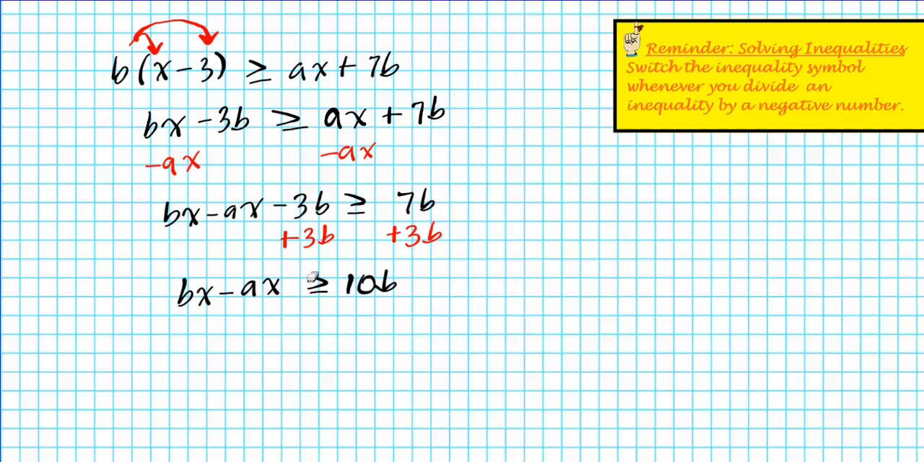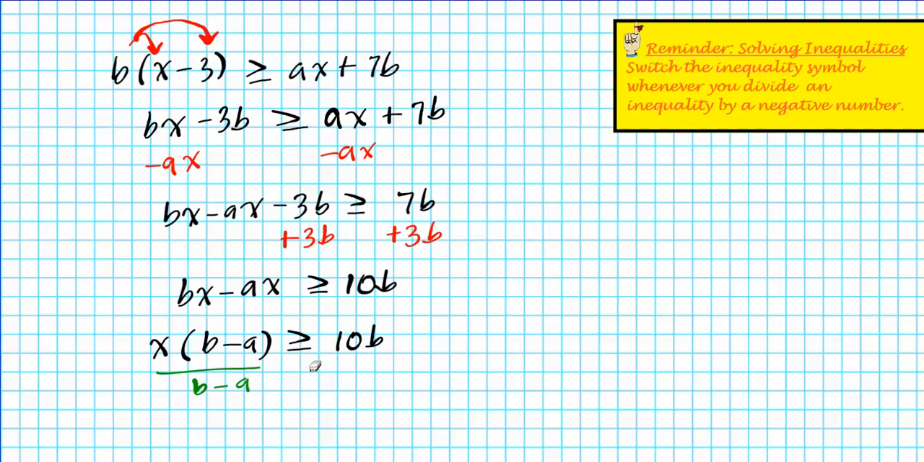Now the 7 plus 3 is 10. X is common to these two terms, so we can factor out x. And we're left with x times b minus a, and that's greater than or equal to 10b. Now, in order to get x isolated, we have to divide both sides by b minus a.